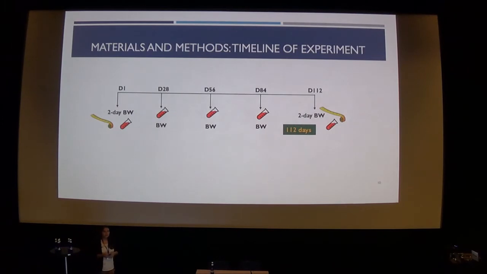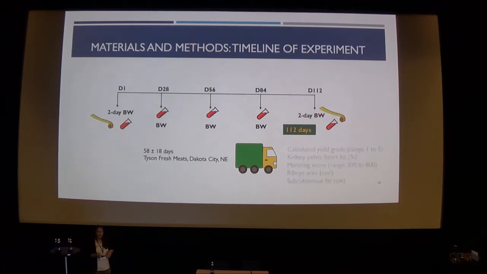And as for the timeline of the experiment, on both initial and final days, we had a 2-day body weight assessment in which we measured the animals as well as collected blood. And every 28 days, we had a body weight assessment as well as blood collections. At about 2 months after finishing the feeding trial, the animals were sent to a commercial slaughterhouse in Nebraska, in which we had access to the data collected by trained personnel.